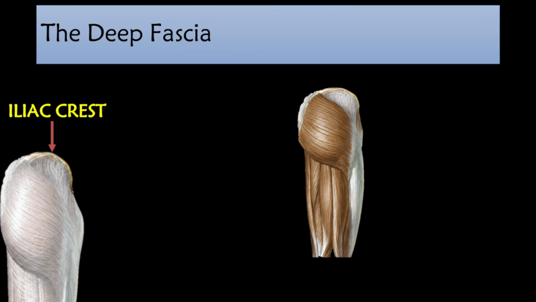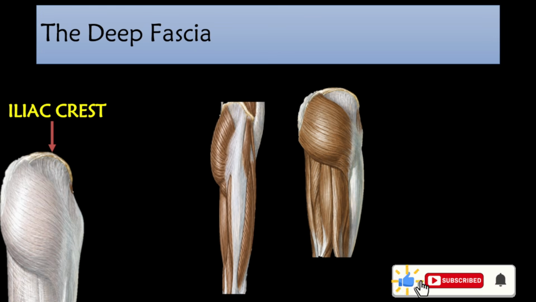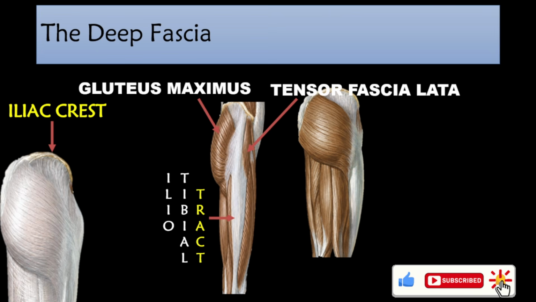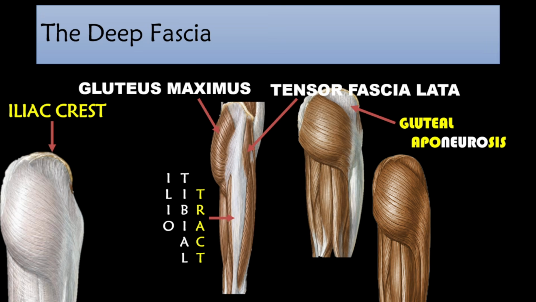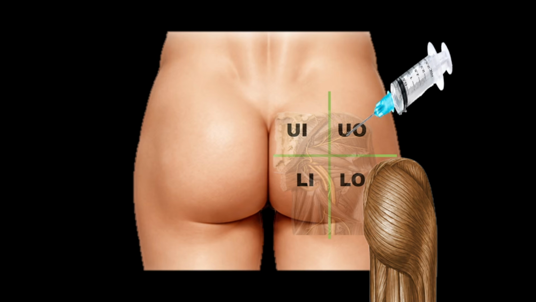Deep to the subcutaneous fat layer is the deep fascia. The deep fascia of the gluteal region encloses the 2 most superficial muscles of the gluteal region, the gluteus maximus and the tensor fascia lata. Between these 2 muscles, in the region of the upper outer quadrant, it forms a condensation called the gluteal aponeurosis over the underlying gluteus medius muscle. Since the area is not covered by gluteus maximus, it implies that an intramuscular injection in the upper outer quadrant does not pass through the gluteus maximus muscle.